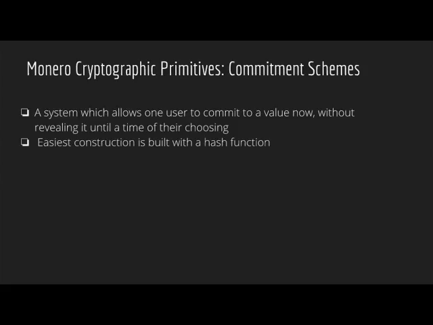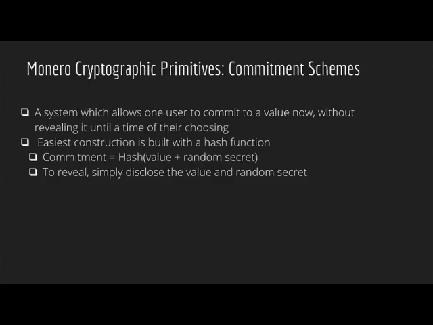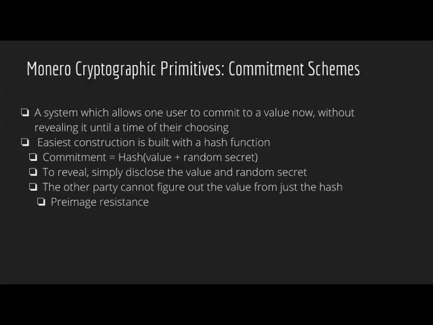The easiest construction for this kind of thing is a hash function, where you take... everybody know what a hash function is? Okay, if not, feel free to ask questions. So you take a hash of the thing you're committing to and some random value. Because of properties of hash functions, if you reveal the value and the random secret, anyone can check that the hash matches what you gave me in the first place. If you just have the hash, you can't break it open and figure out the secret value, because of a property called preimage resistance.